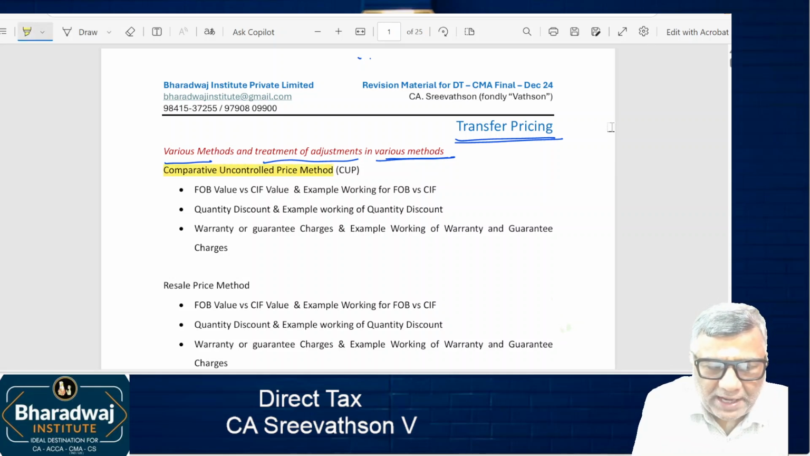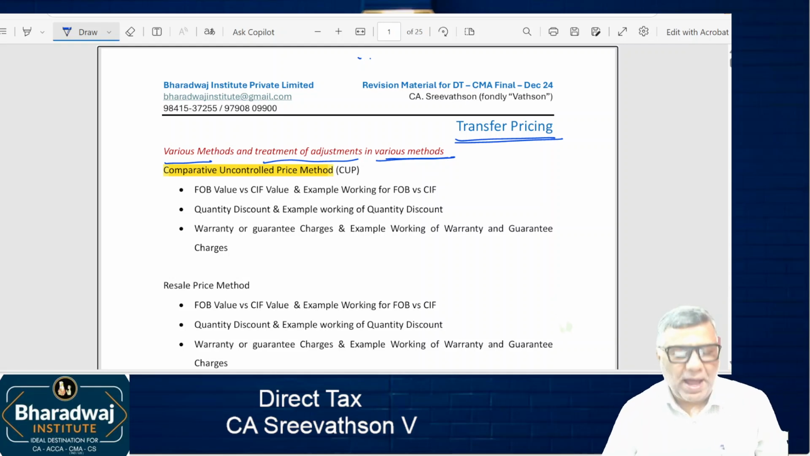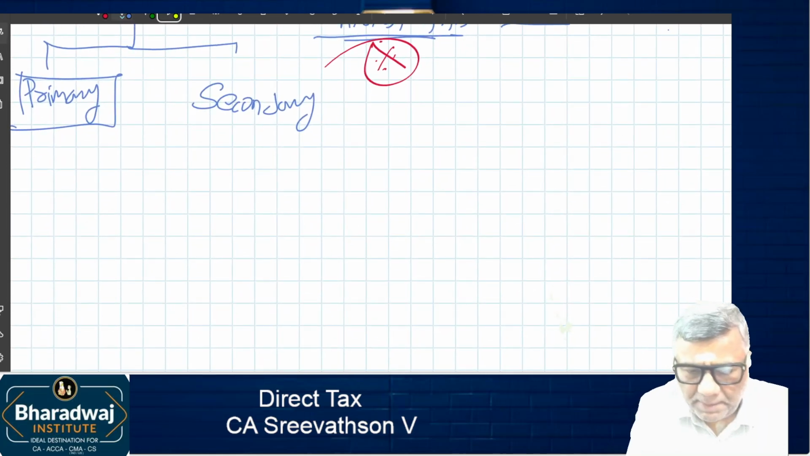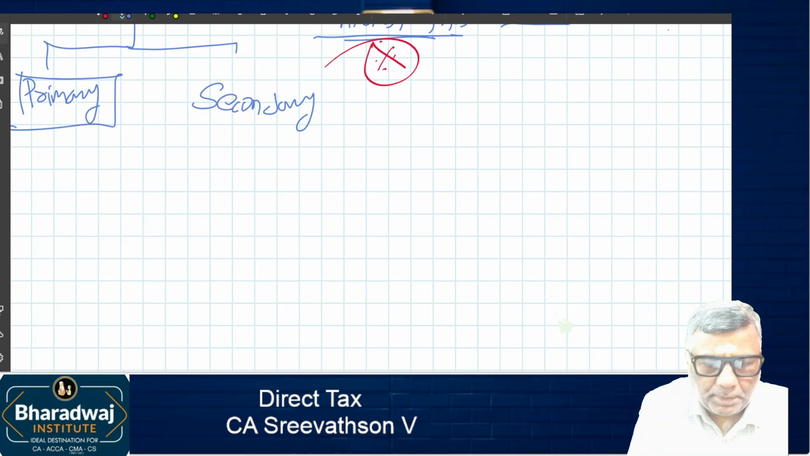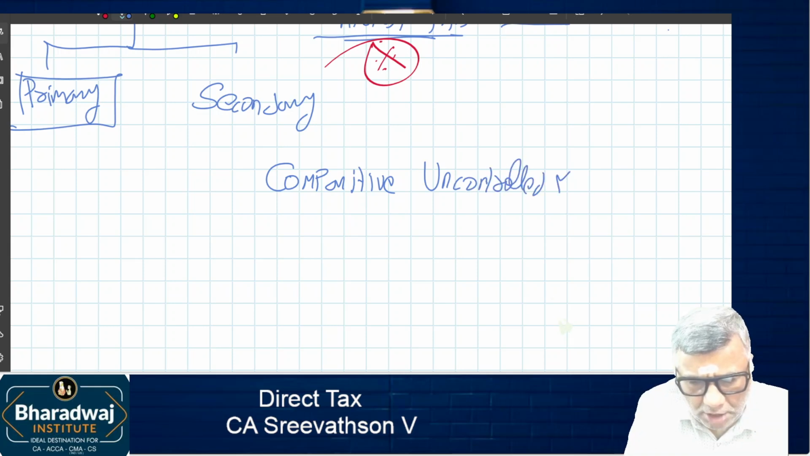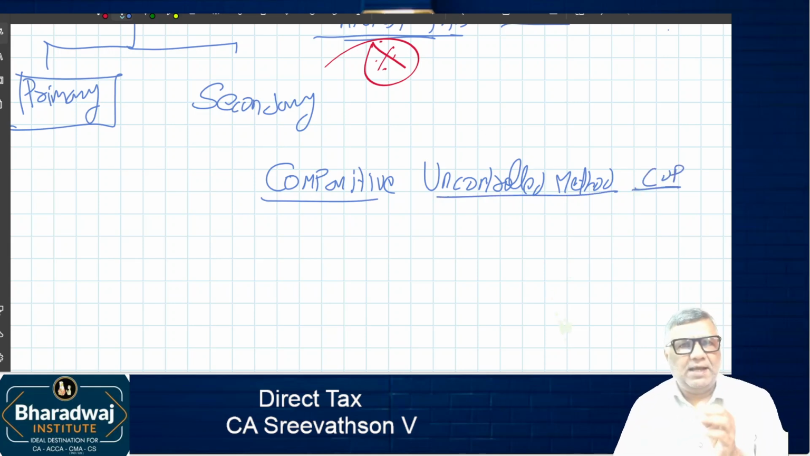First, comparative uncontrolled price method. My dear friends, the first method is the comparative uncontrolled price method. For all aspects, CUP is the basic.